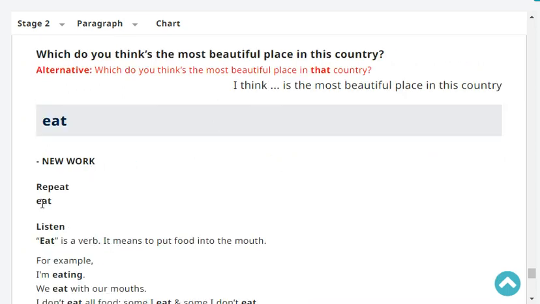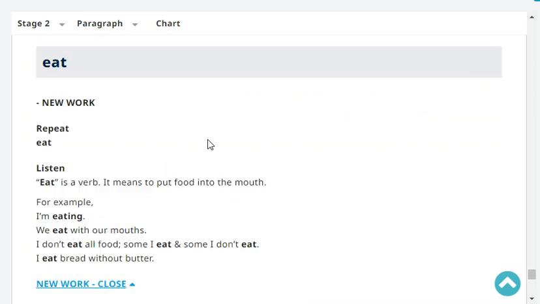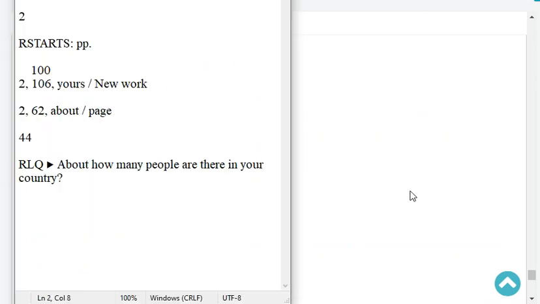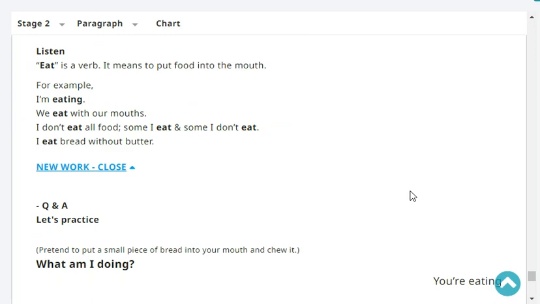Eat. Very good. Okay, listen. Eat is a verb. It means to put food into your mouth. For example, I'm eating. We eat with our mouths. Another example is I don't eat all food. Some I eat and some I don't eat. I eat bread without butter.